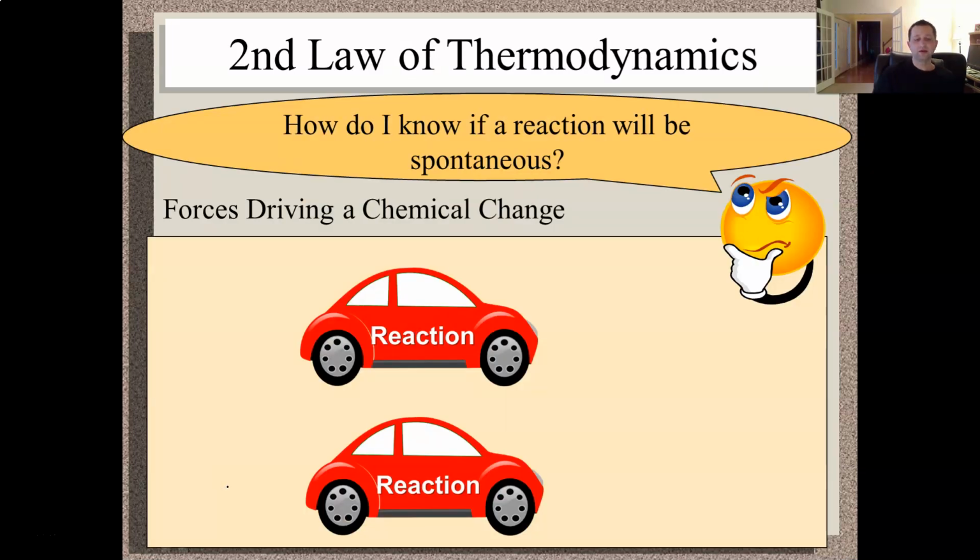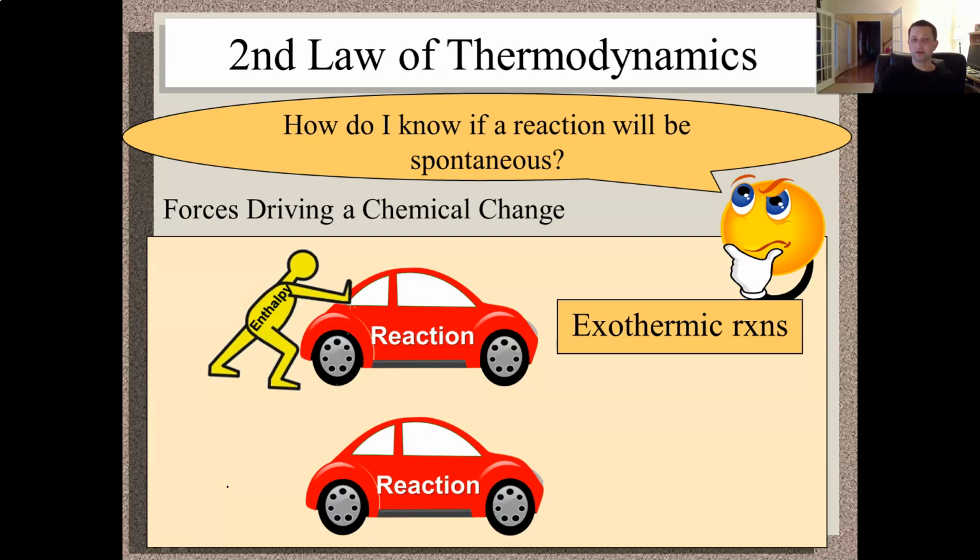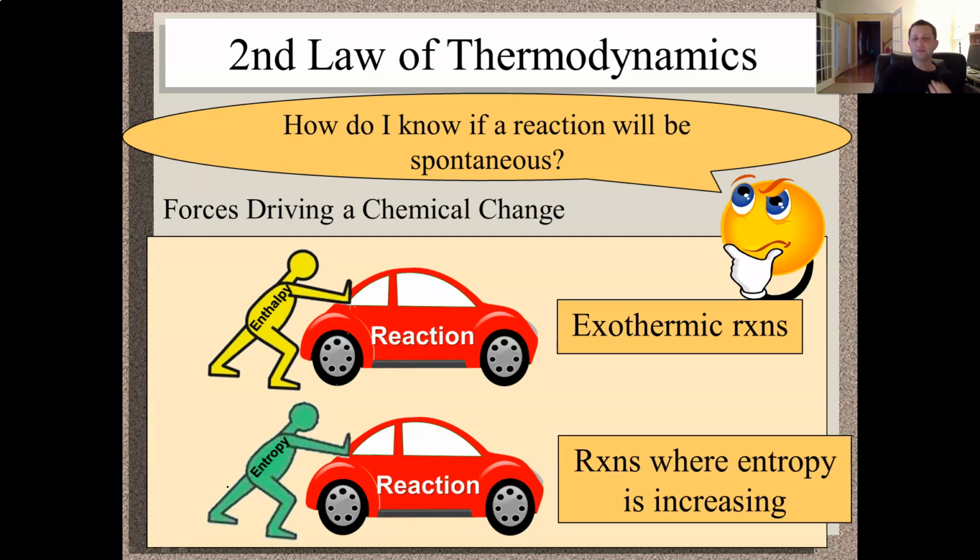All right, guys, let's take a look here at how all this comes together to determine if a reaction will be spontaneous or not. So remember, we have 2 forces that are driving a chemical change or chemical reaction. One is enthalpy, and the favorable enthalpy value will be exothermic. Okay, so exothermic reactions are definitely favorable for driving a chemical reaction. And we have entropy, which is what we just looked at. And for entropy, we want very large positive entropy values. So that's where reactions are increasing in their disorder, and therefore the entropy value is increasing.